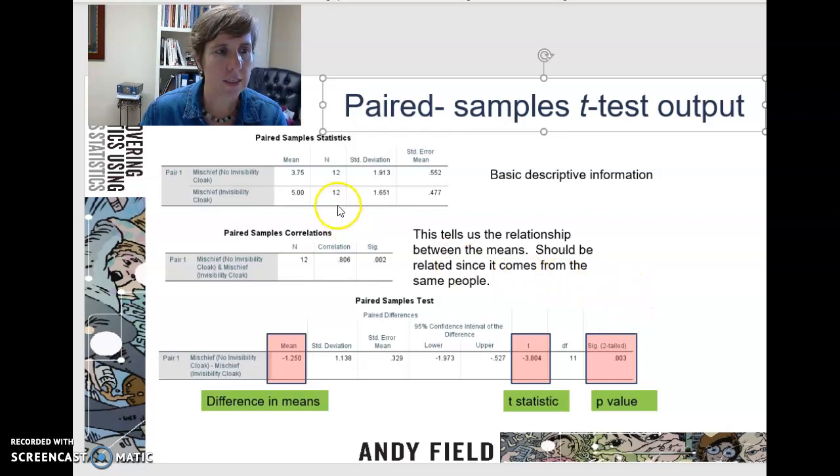So in this instance, it is telling us there is a significant difference between 3.75 and 5.0. So that is your interpretation. Those are the tables that you look at to ultimately interpret a dependent t-test.